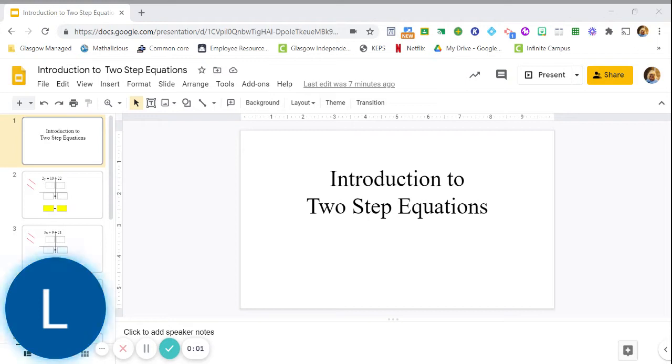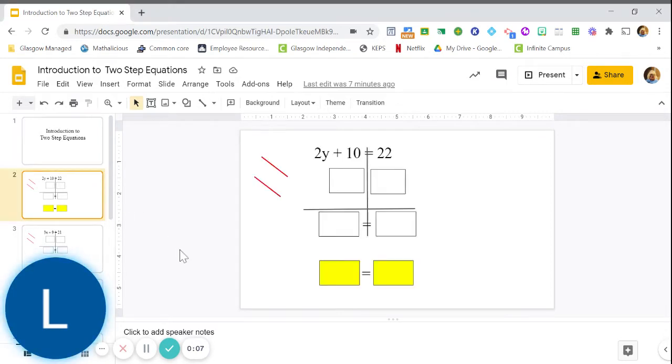Okay, guys, this week we are going to begin our two-step equations. We've been working with one-step equations for several weeks, and I think we're ready to add the second step. And actually, all it is is putting an addition equation and a multiplication equation together. So, the name of the game is I want to get y by itself.